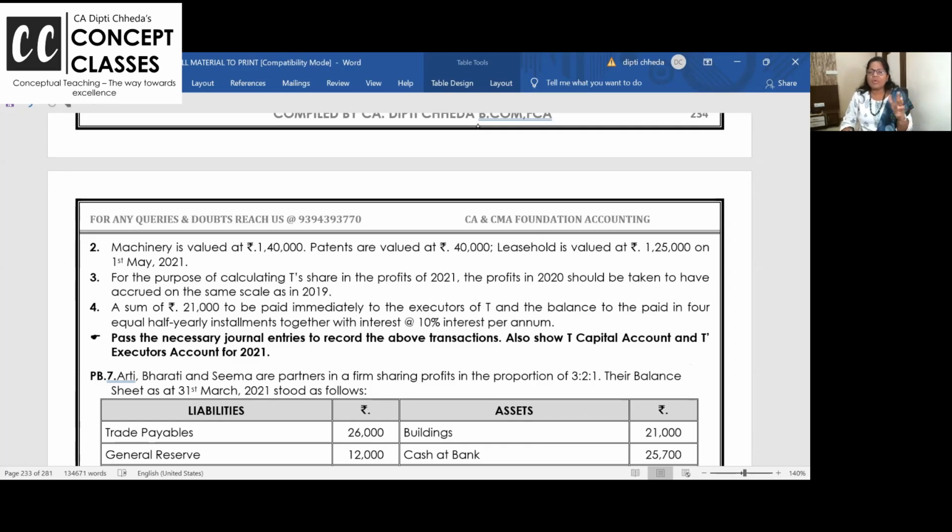Ma'am, revaluation account nahi hai because journal entries hai. Then ma'am, other partners capital account nahi hai. Opening closing balance sheet nahi hai. Chhod do.